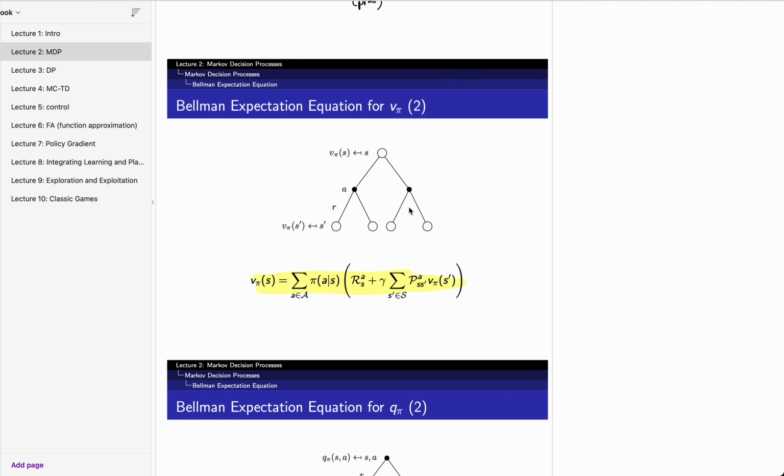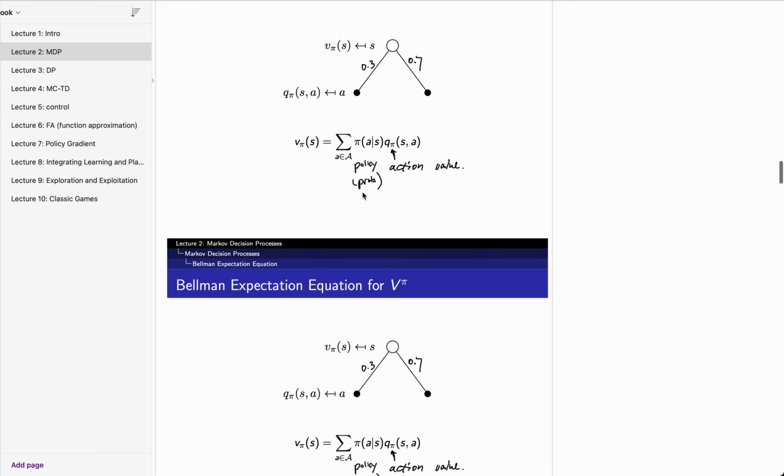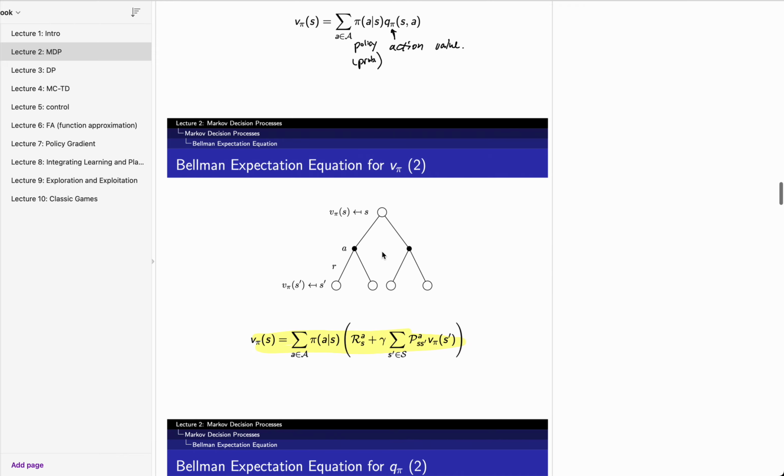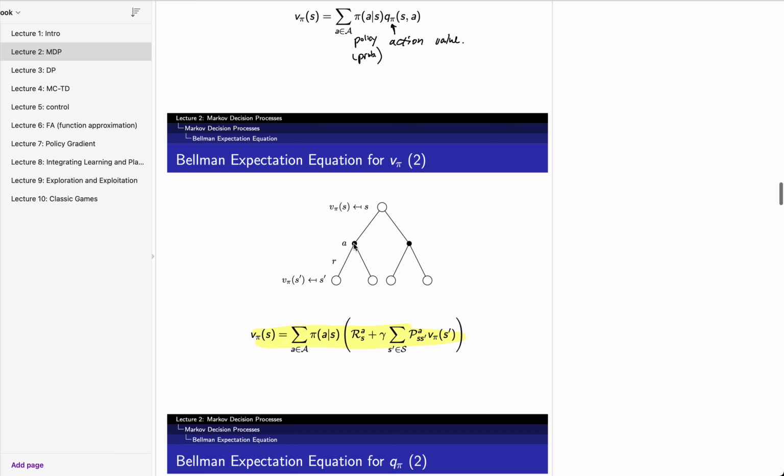If I combine both of these slides, I'm going to get this slide. So at time step s, in order to calculate the state value function of the current state s, I am going to have the next action value functions times their probabilities, and then sum it up.